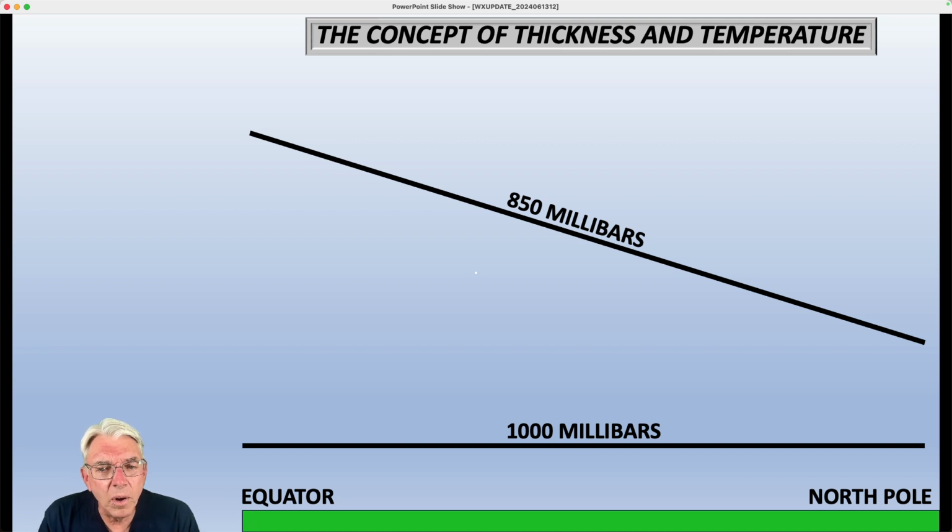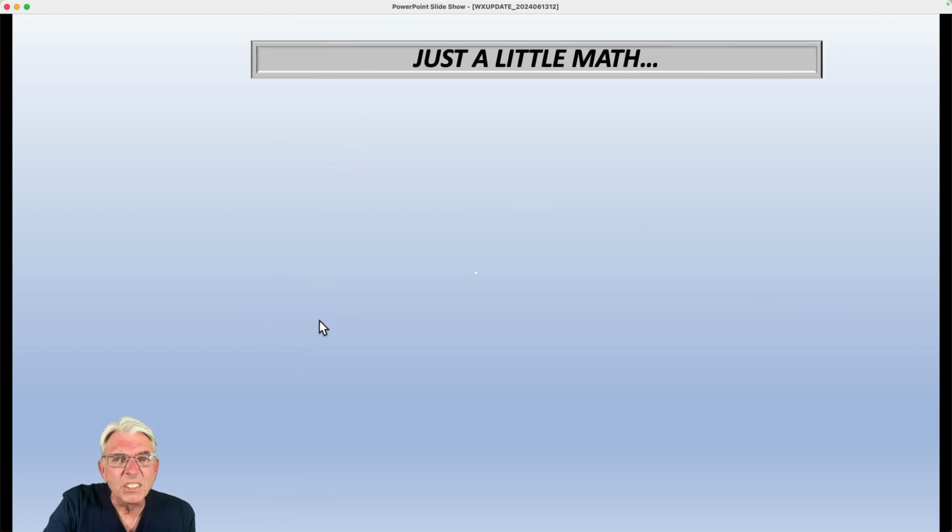And so because it is warm at the equator and cold at the North Pole, you would expect a distance between these two surfaces of constant pressure to be larger at the equator than it would be at the pole. And indeed, that is the case. So by taking a look at the distance between this pressure surface and this pressure surface, we can calculate what the average temperature of the layer between those two is going to be. So let's get into just a little bit of math here.